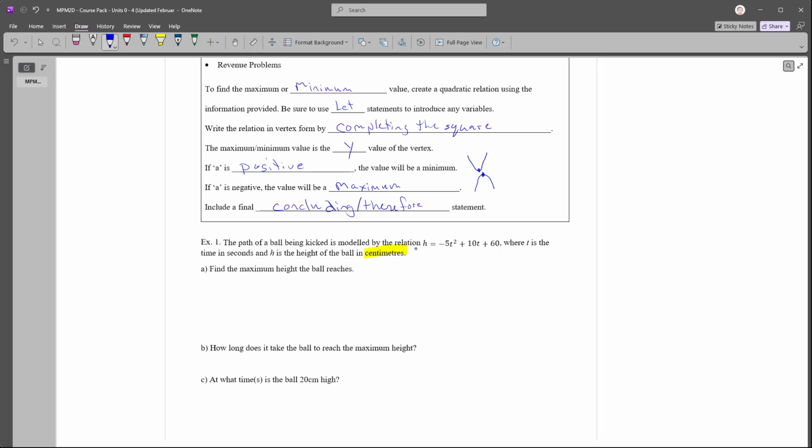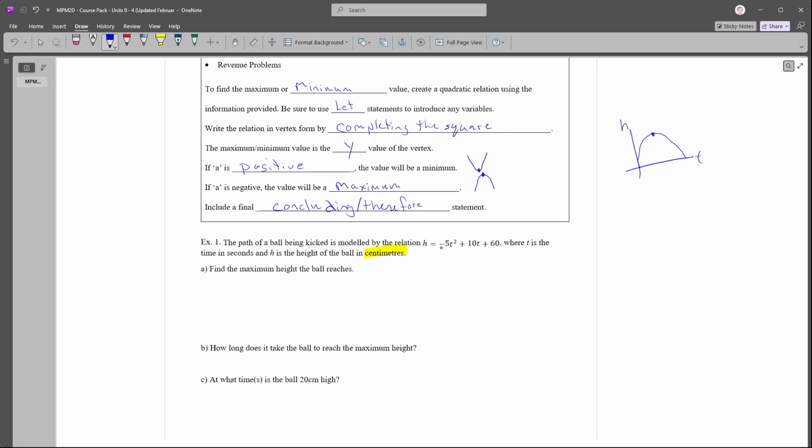Okay? So if we're thinking about a graph, basically what they're saying here is t is the x-axis and h is the y-axis. Now, our job is to find the maximum height the ball reaches. So that ball is going to fly through the air, and it's going to hit some kind of maximum. How do I know for sure it's going to be a maximum? Because the a value in front of the t squared is a negative value.